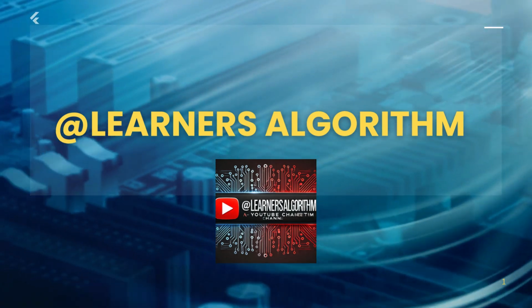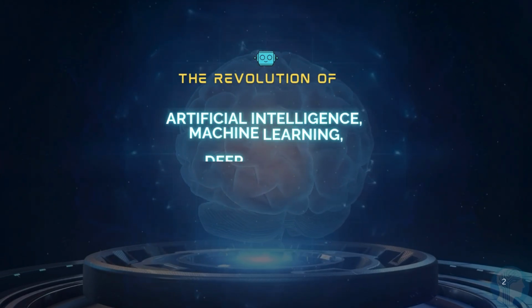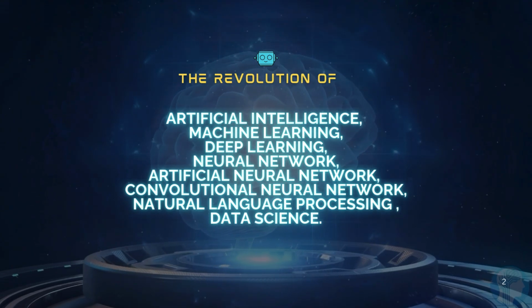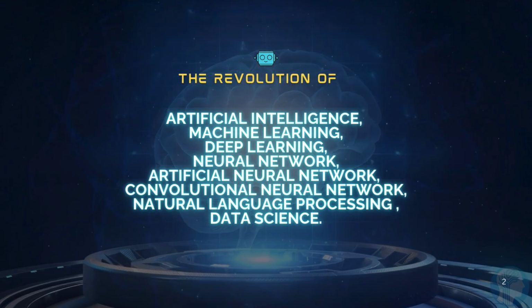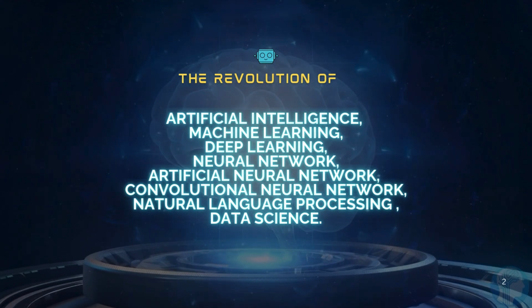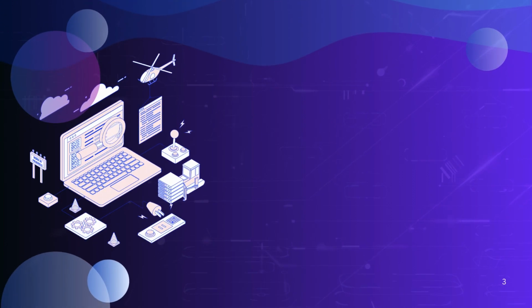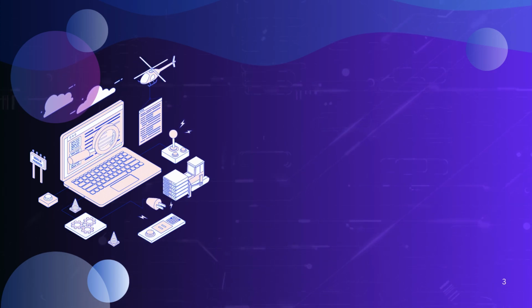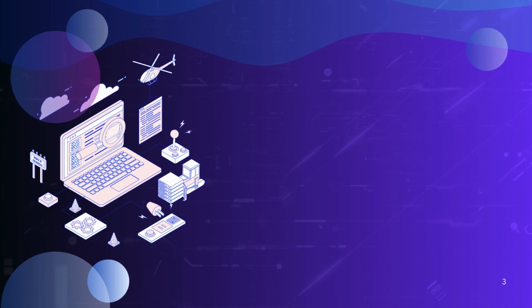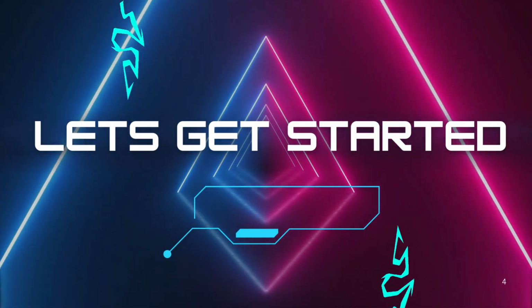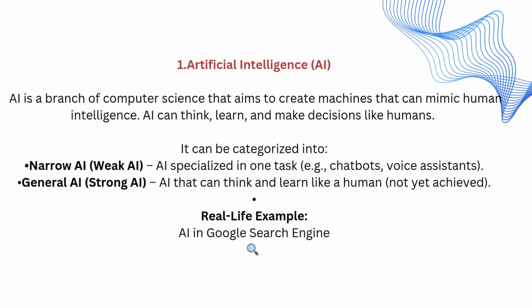Today we are diving into the revolution of artificial intelligence, machine learning, deep learning, neural network, artificial neural network, convolution neural network, natural language processing, and data science. So, without any complicated equations, just simple explanations with real world examples, we are going to understand these terms. Let's get started. First we'll talk about AI, that is artificial intelligence.